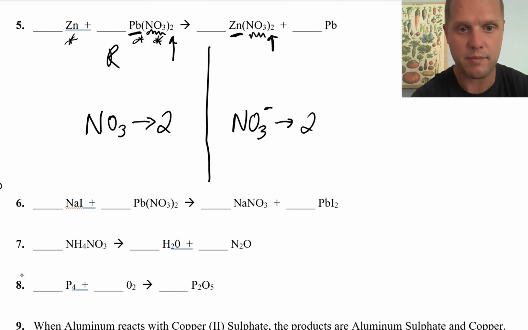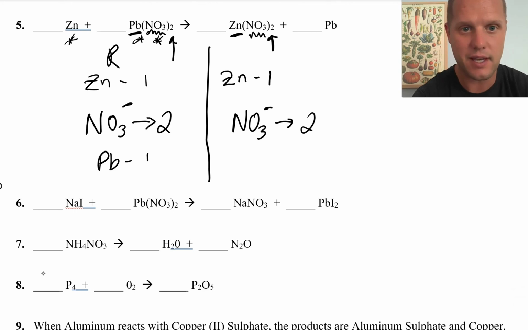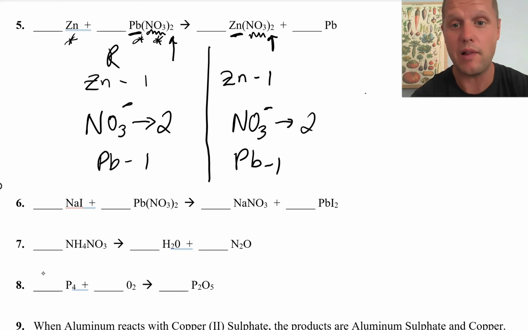I like to keep track of my charge there as well. That's a -1 charge. Well, how many zincs do we have on the reactant side? Well, we can see that we have 1. How many zincs on the product side? We can see that we have 1. How many leads on the reactant side? 1. How many leads on the product side? 1. So if I look at this, this is balanced. It's good to go. That's it.